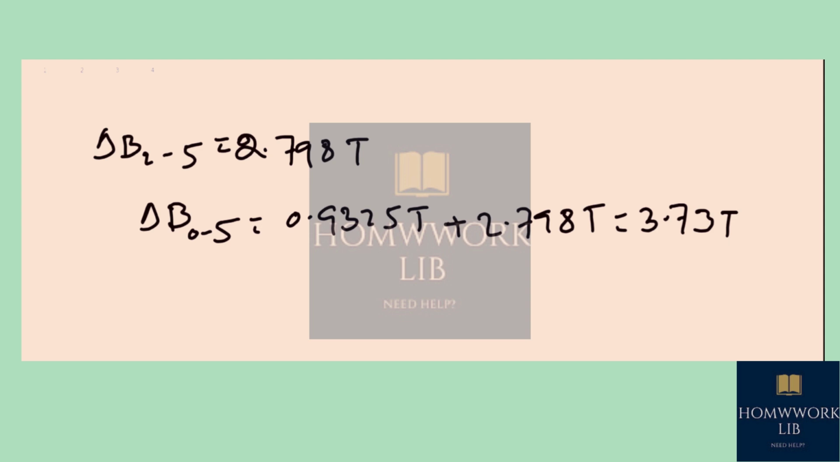Part C of the problem, from 0 to 6 seconds, the magnetic field at the location of the coil will be equal to dB 0 to 6, which is dB 0 to 5 plus dB from 5 to 6. We already know from 0 to 5, which we calculated above, is 3.73. So we'll calculate now from 5 to 6.